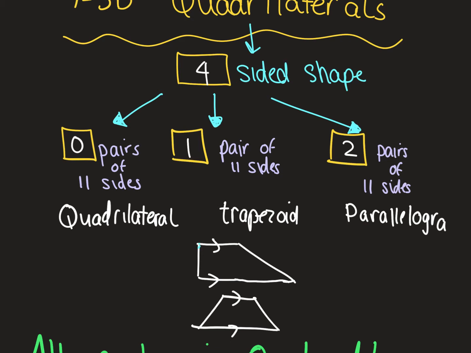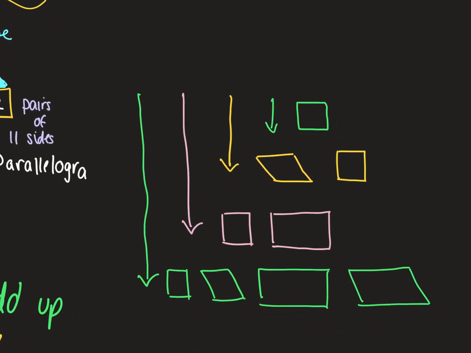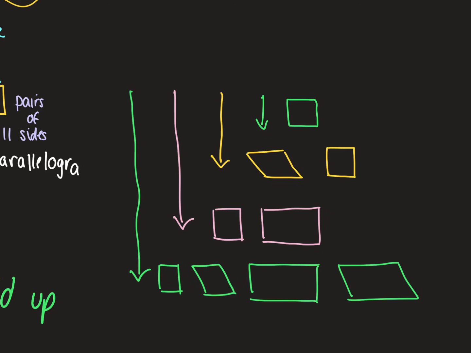All right, parallelograms. So, all of these green ones are parallelograms. Parallelograms have 4 sides and 2 pairs. 1 pair, 2 pairs. 1 pair, 2nd pair. Top and bottom will be parallel, left and right will be parallel. They'll never cross.